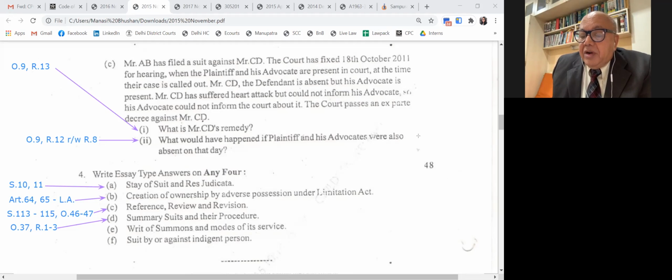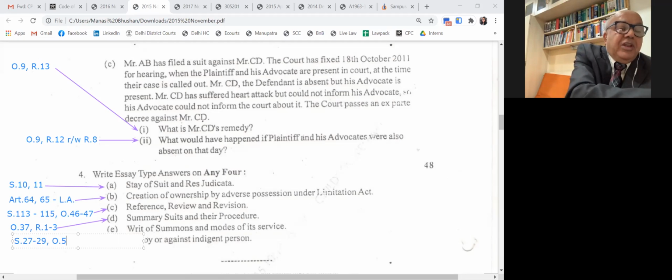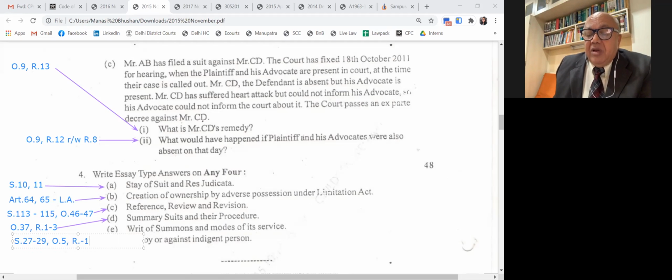Then writ of summons and mode of service. Writ of summons is dealt with under the provisions of Sections 27 to 29, and Order 5, Rule 1 to Rule 30. Please go through it very well: various persons, how summons are served. Order 5 is very important. Order 5, Rule 1 to what rule? 1 to 30. Order 5 is very vast.